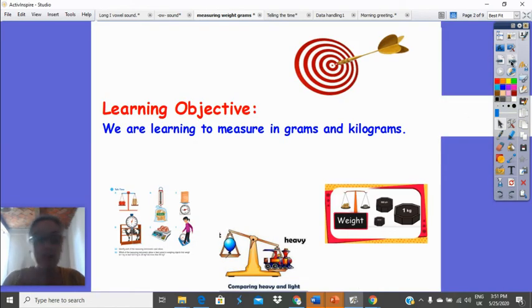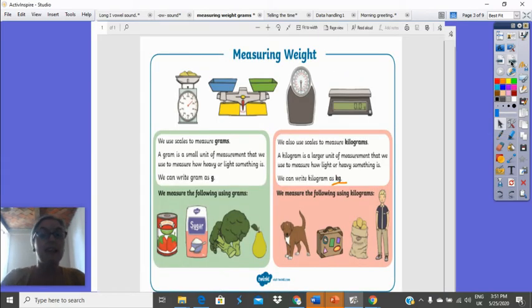Our learning objective today is the same as we are learning to measure in grams and kilograms, okay? And we know that we do that with a weighing scales. I loved your videos last week and your pictures. You all have lots of you have weighing scales in your house, which is amazing. And I had lots of pictures of you weighing different things, which I really enjoyed, and it looked like you had fun too. As we know, the small things, the lighter things are measured in grams, and the heavier things are measured in kilograms, just like you guys.